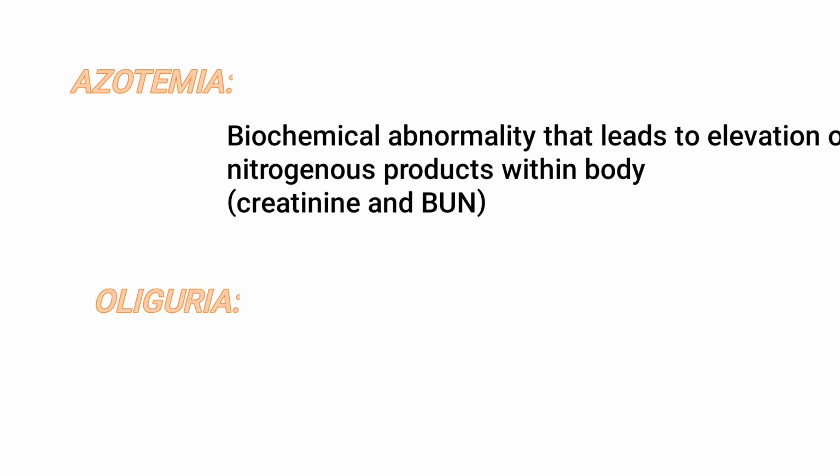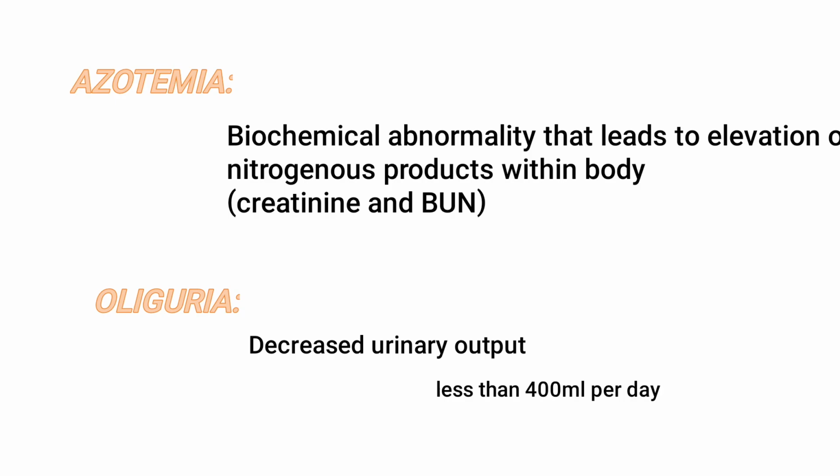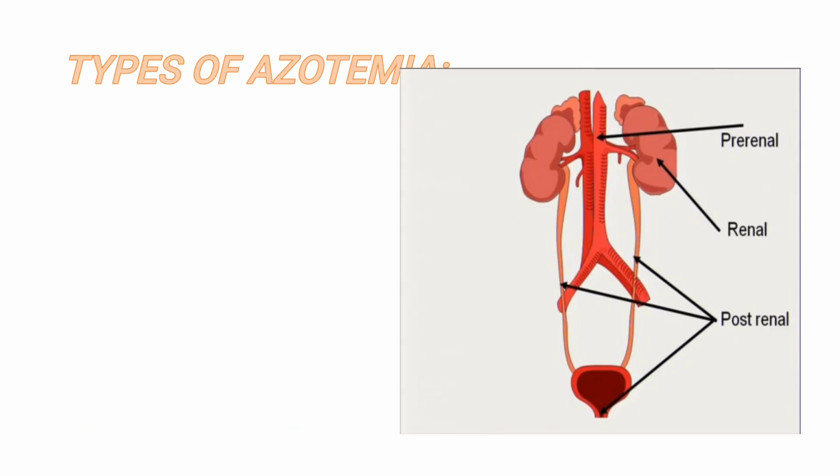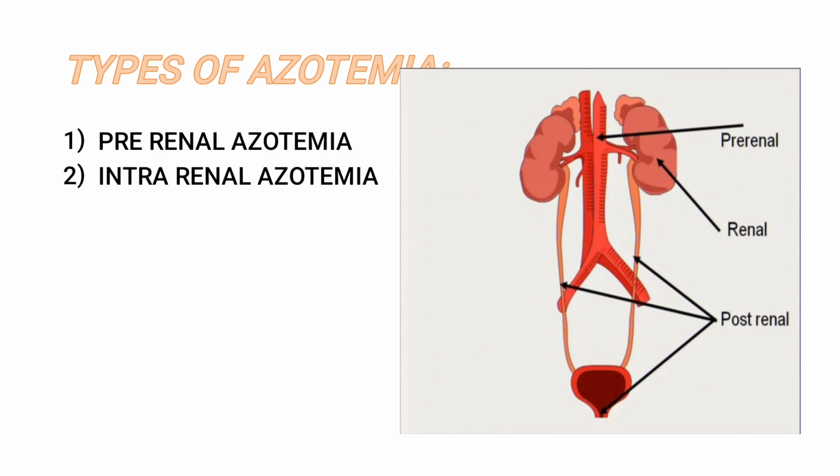And as we know, oliguria means decreased urinary output. It's less than 400 ml per day. It ranges between 80 to 400 ml per day. So recalling the normal output, that ranges between 800 to 2000 ml per day. So types of azotemia, we have pre-renal azotemia, intrarenal azotemia and post-renal azotemia.